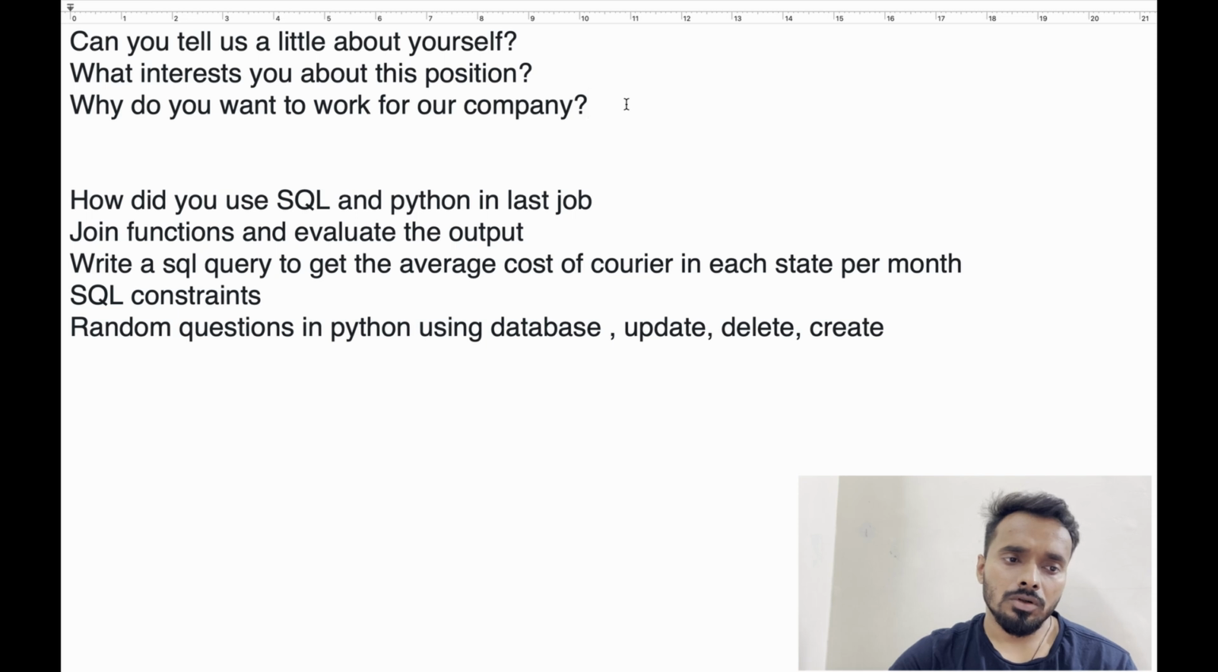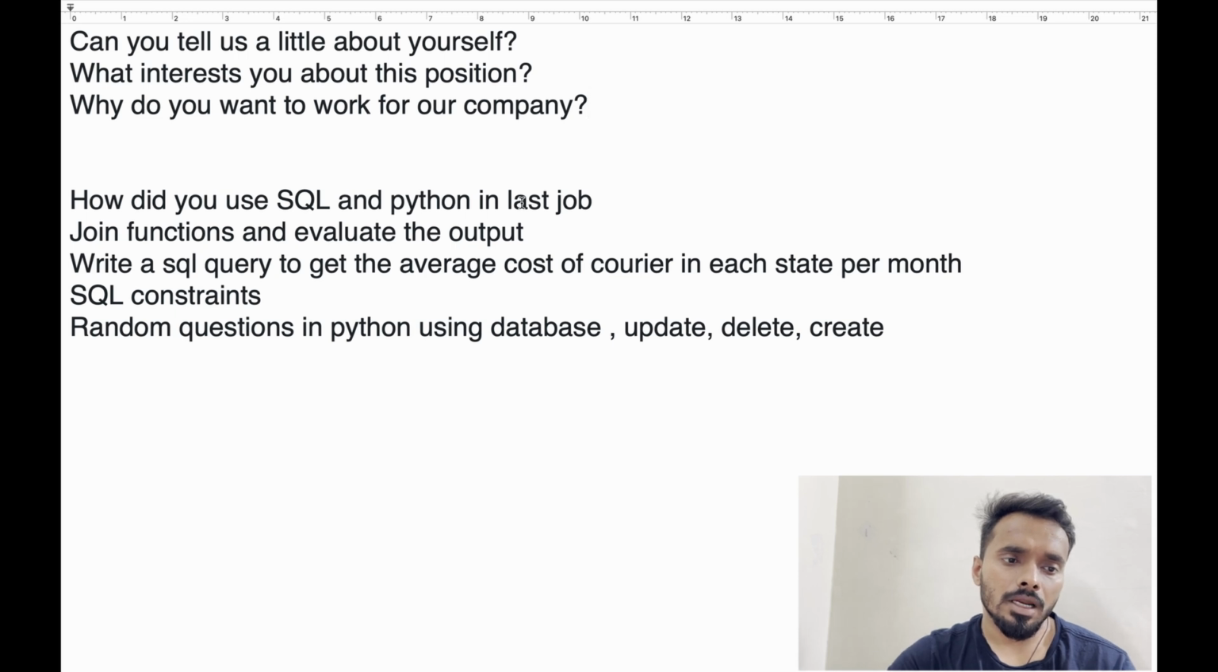The second question was about join functions and evaluating the output. They made me write a small table, around 6 to 8 lines of data. He asked me to join the tables. There were 2 to 3 tables. He asked me 2 to 3 questions on those joins and different tables, and he made me write those questions on the notepad. The thing that I noticed was that he was not focusing on hardcore syntax. He was basically trying to figure out whether you know the approach to the questions or not.